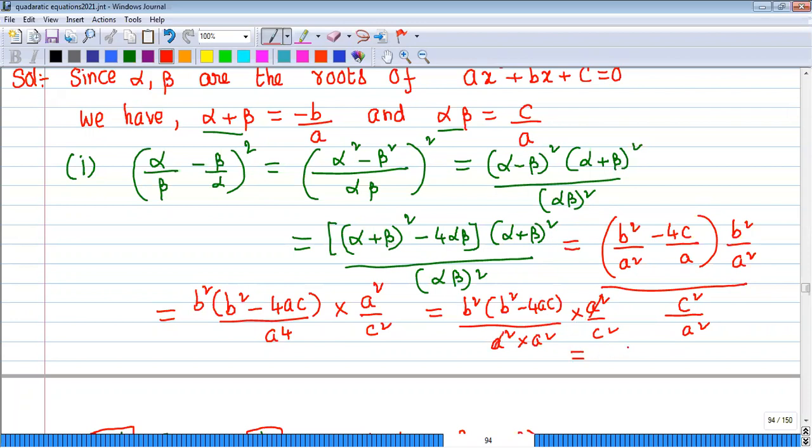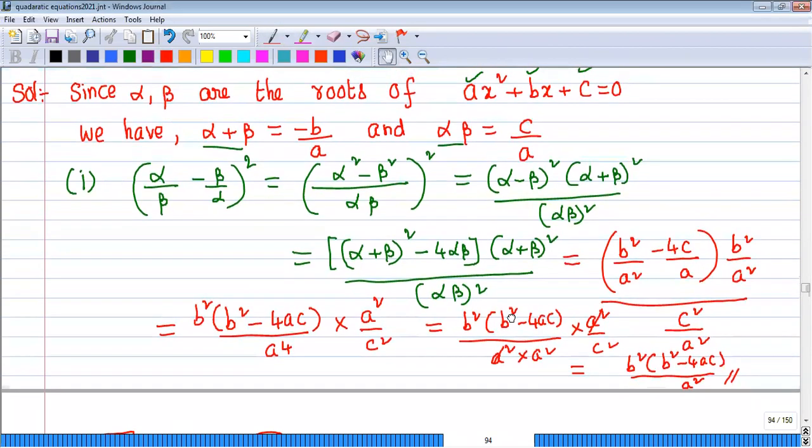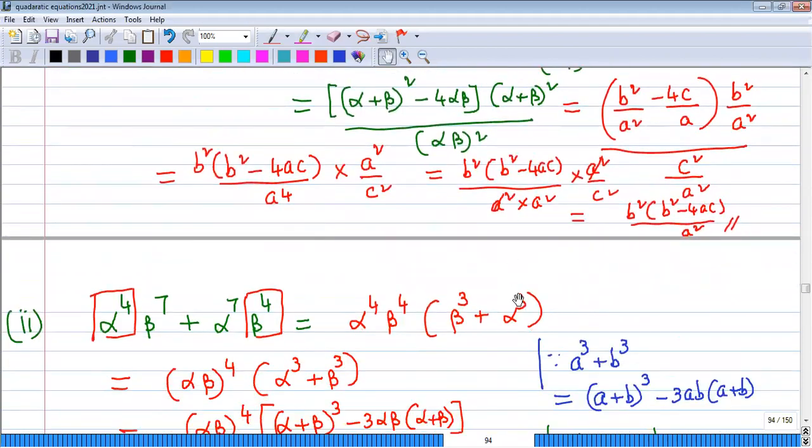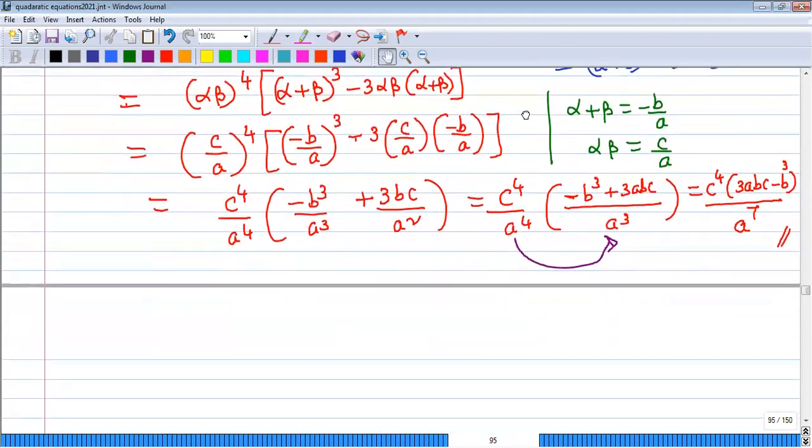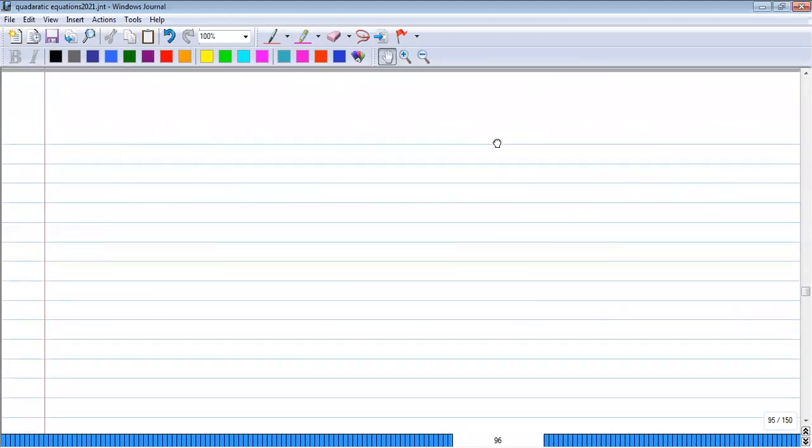Now tell me what is the answer, you will get it. B square times b square minus 4ac upon a square. Check my solution. Right. So let us move to the third question.